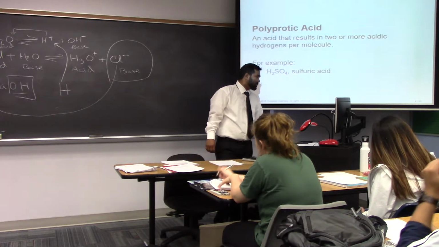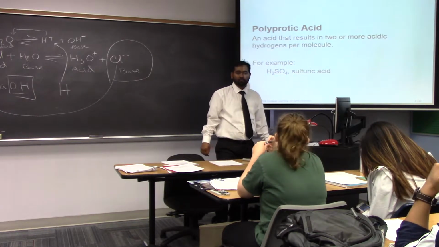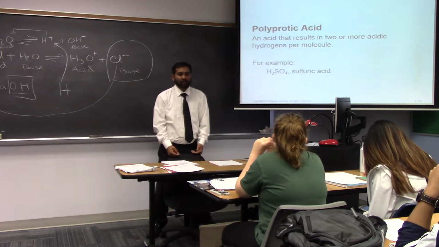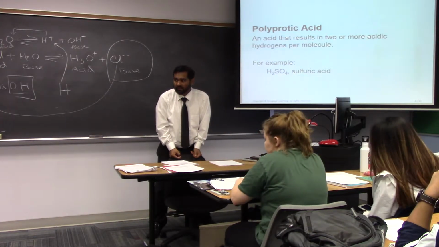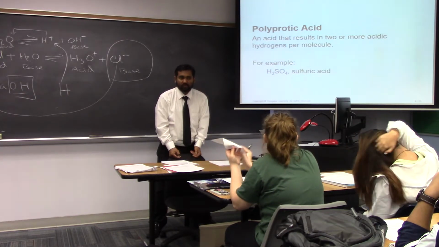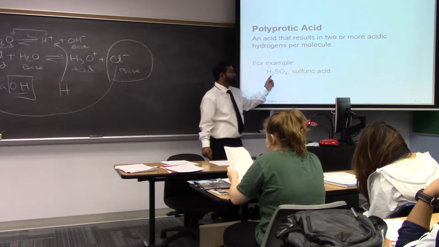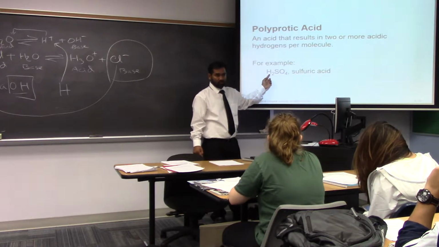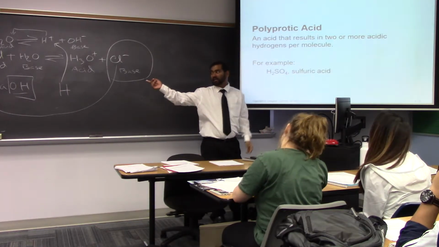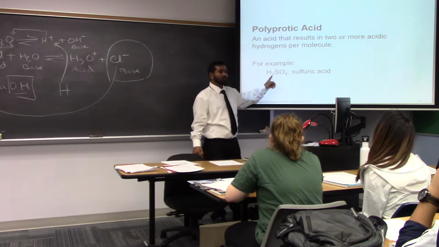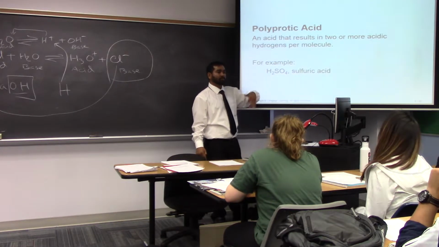Polyprotic. Polyprotic is any compound which is an acid and has more than one H on the left side. That means it has the ability to donate more than one proton. HCl can donate only one. When it comes to sulfuric acid, it can donate 2 protons. So polyprotic acid.